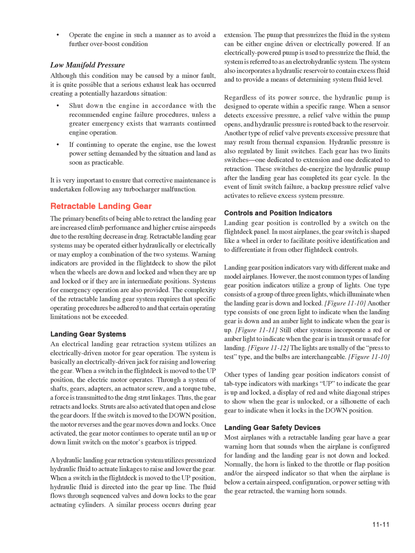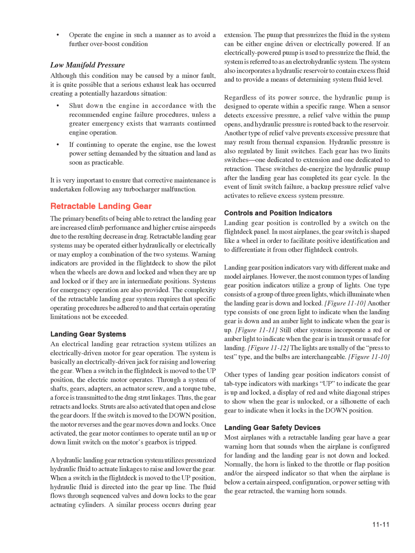Controls and position indicators. Landing gear position is controlled by a switch on the flight deck panel. In most airplanes, the gear switch is shaped like a wheel in order to facilitate positive identification and to differentiate it from other flight deck controls. Landing gear position indicators vary with different make and model airplanes. However, the most common types of landing gear position indicators utilize a group of lights.